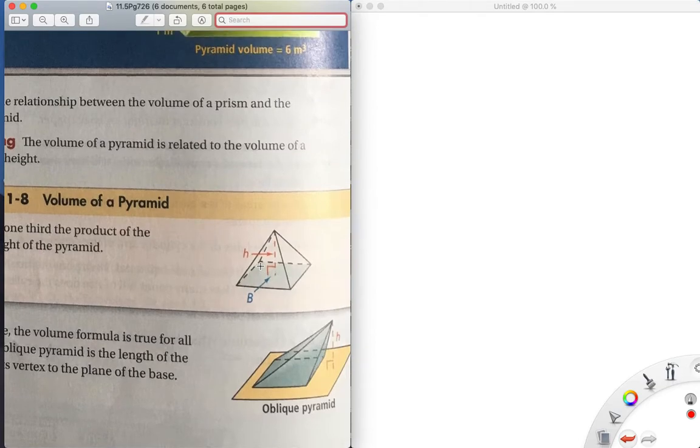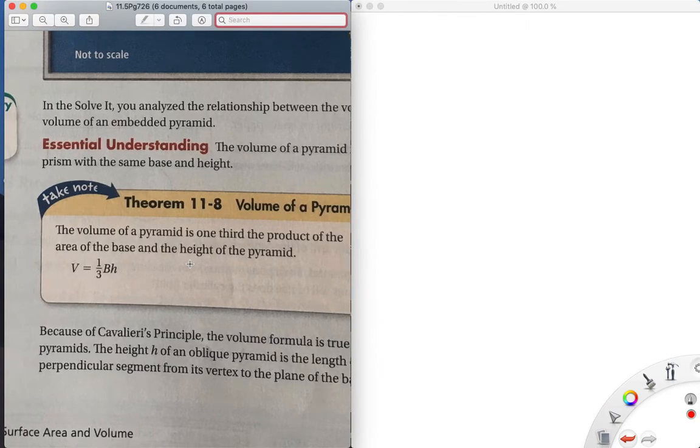So here's a pyramid. It has a height. The height is from the vertex of the pyramid, the very top of the point of the pyramid, all the way down to the center of the base of the pyramid. It forms a perpendicular intersection with the center of the base. And the equation is that volume is equal to 1/3 the area of the base times the height of the pyramid.